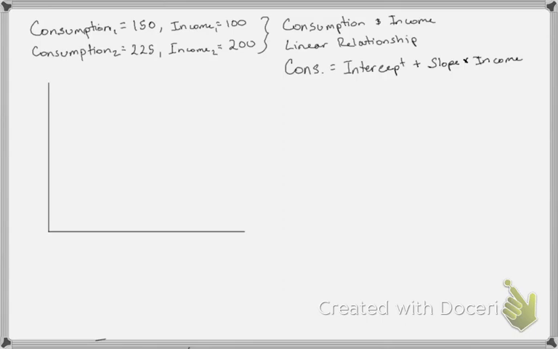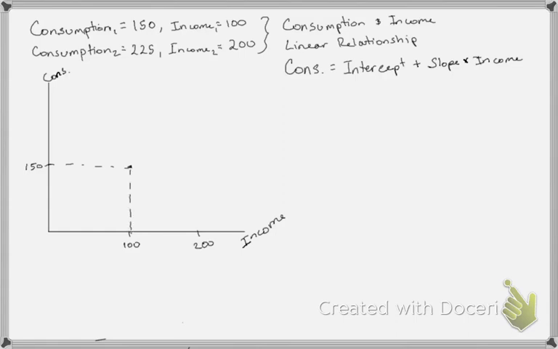Now, before we get to that, let's take this to the graph here and notice that because we've defined income as our independent variable, we're going to put that on our x-axis. We're going to put consumption on the y-axis here. We've got 2 points. We've got a point where income is equal to 100, and at that point, we've got consumption equal to 150. Let's go ahead and mark that point right here.